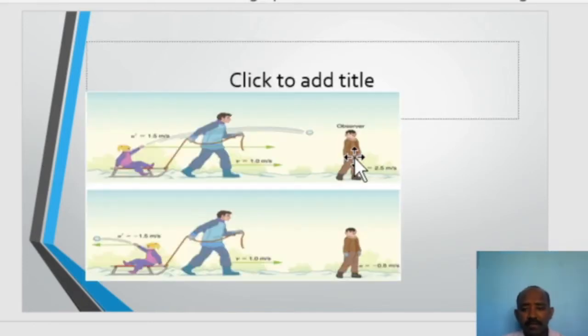The person is standing, so he is the observer, and a girl is throwing a ball in the same direction in which the person is moving. The velocity of the girl is 1 meter per second. The velocity of the ball is 1.5 meter per second. Both are in the same direction. The velocity of the ball appears to be 2.5 meter per second for the observer.